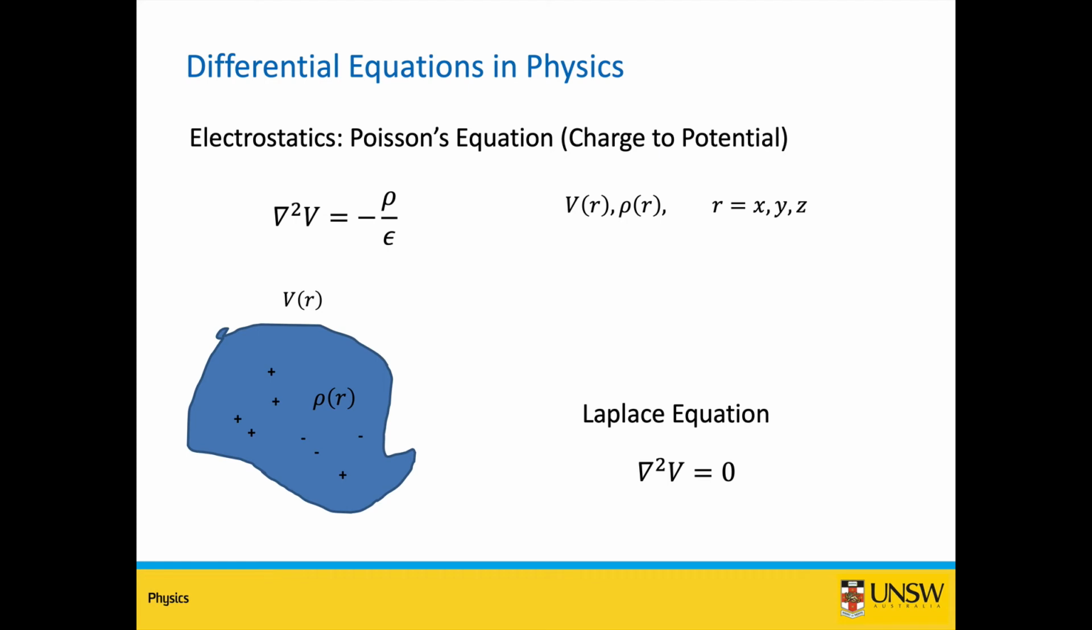So let us now discuss several types of differential equations that you encounter frequently in physics. One of the most common equations is the Poisson equation. This has the form that is shown here, del square V equals minus rho over epsilon. So rho is the charge density, epsilon is the dielectric constant, and V is the electrostatic potential.